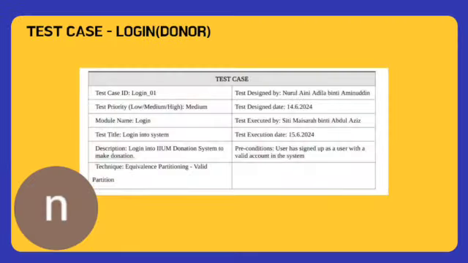For the test case login, the test case ID is login 0.101 and it is designed by Nur Aini Adila, and the test priority is medium. The module name is login, the test title is login into system, and the description is login into the IIUM donation system to make a donation. We use the technique equivalence partitioning, valid partition. The precondition is the user has signed up as a user with a valid account in the system.